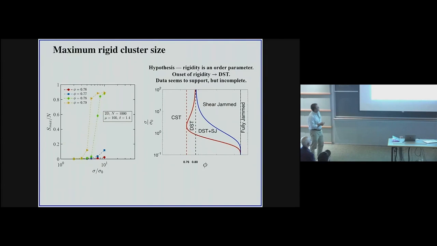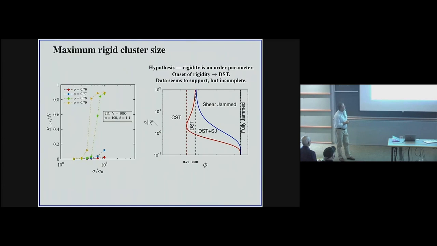So I want to offer a hypothesis of what's going on here that goes back to this picture. We've sampled the maximum rigid cluster size. This is actually showing the median of the maximum taken over many, many samples in the simulation. And what we see is that it remains very small at the onset of shear thickening, and then it rises to be nearly the entire system for these higher volume fractions. So our hypothesis is that rigidity itself, the development of local rigidity beyond a single particle scale, is an order parameter for the system. And the onset of rigidity then implies DST.